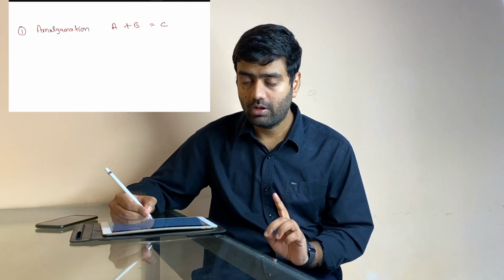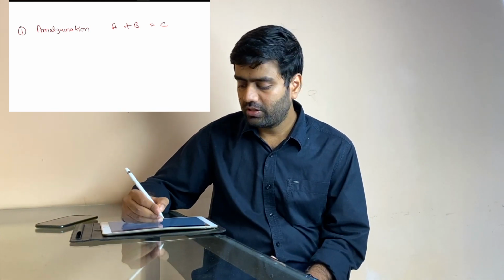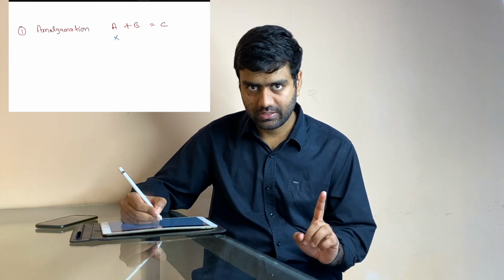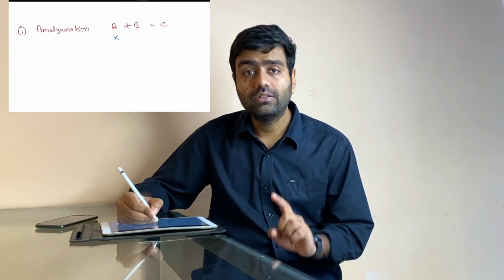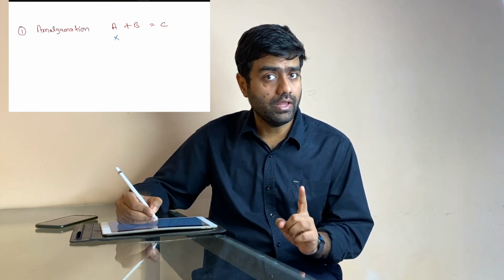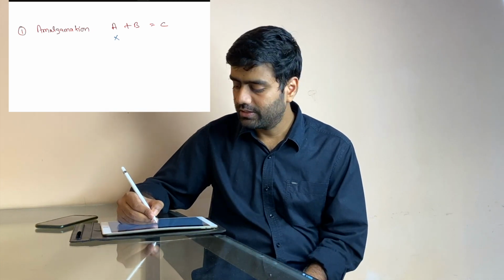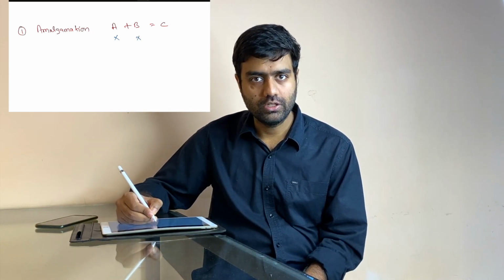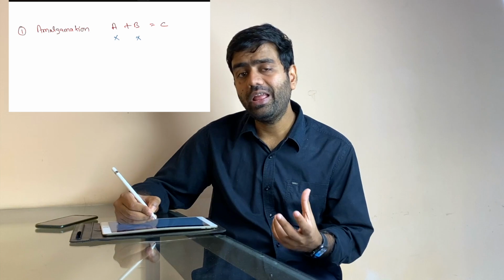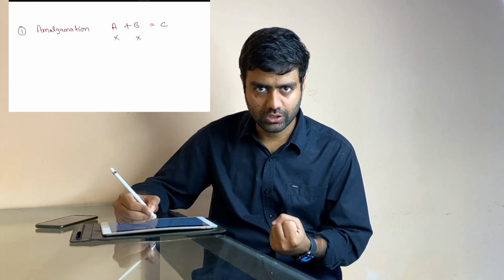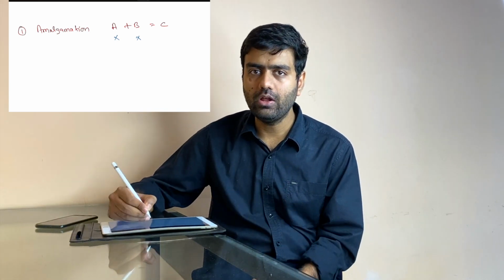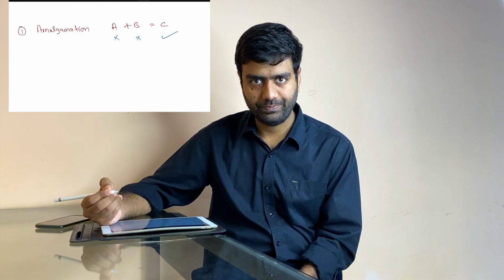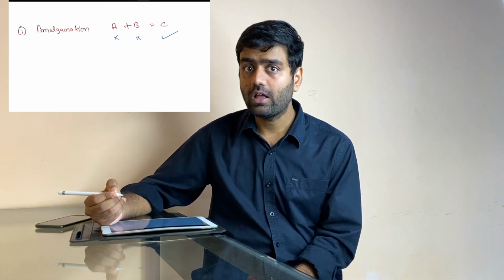This is amalgamation. The existence of A after amalgamation does not exist anymore. So the existence of A is vanished after amalgamation. The existence of company B is also vanished after amalgamation. So altogether, A and B amalgamating into each other form a totally new entity called C. Right? So this is amalgamation.